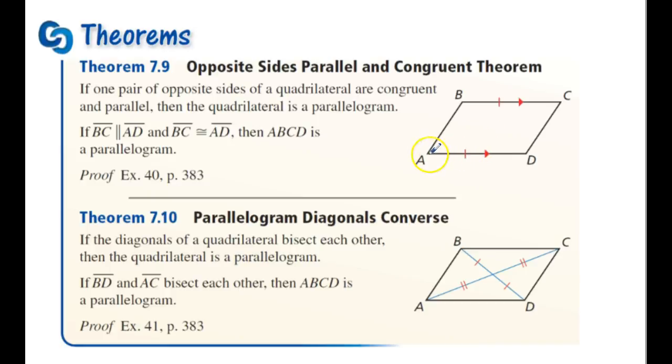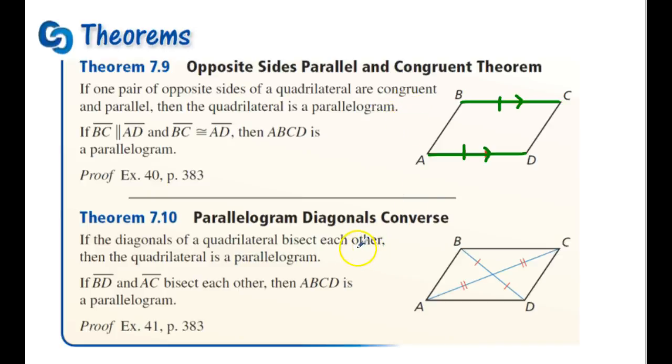So if I know that side lengths AD and BC are parallel, which I do from these arrows, and I know they're congruent, so they are the same length, then I know that the entire shape is a parallelogram. That's what this theorem tells me. I have to have both of those things in order to tell me that this is a parallelogram.